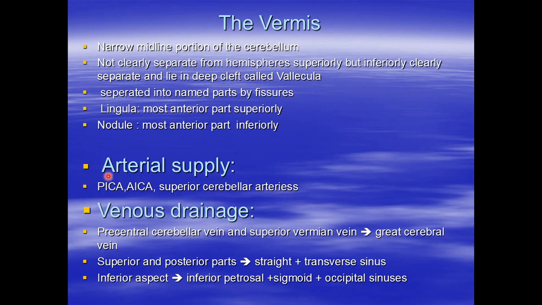Now, let's have a little contest. From which artery does the PICA, the posterior inferior cerebellar artery, arise? From which part of the arterial system? Exactly. The posterior inferior cerebellar artery is a branch of the basilar artery, while the anterior inferior cerebellar artery is a branch of the vertebral artery.